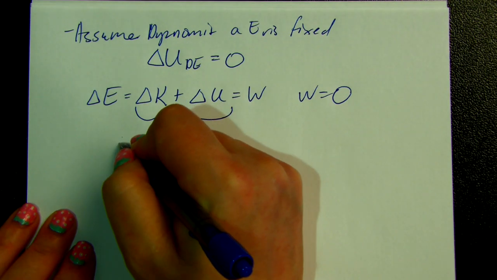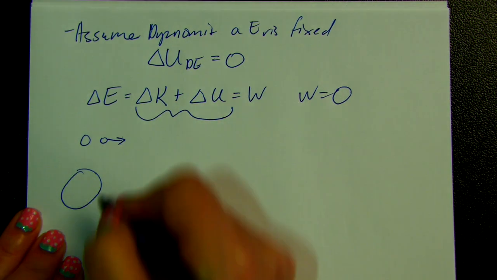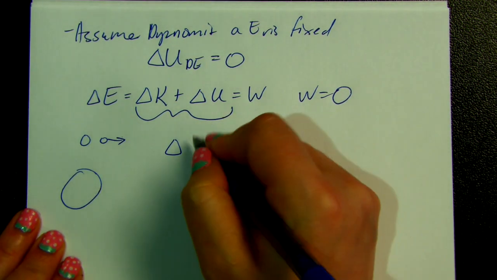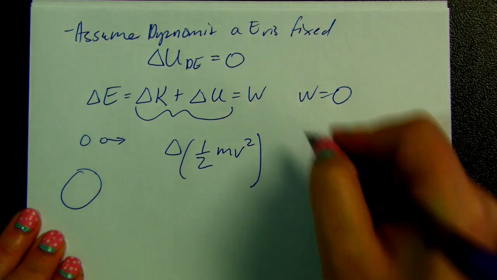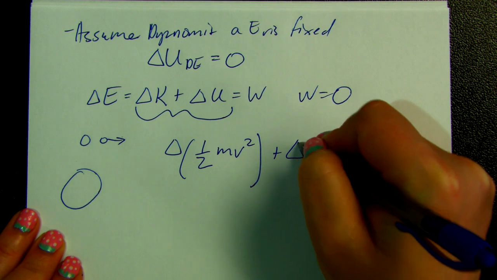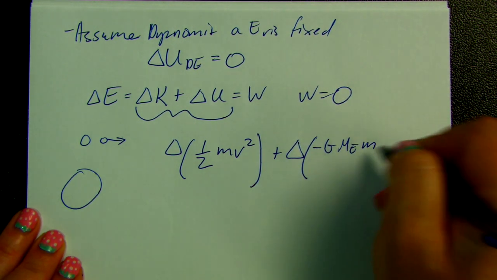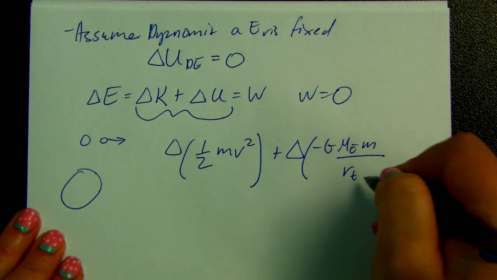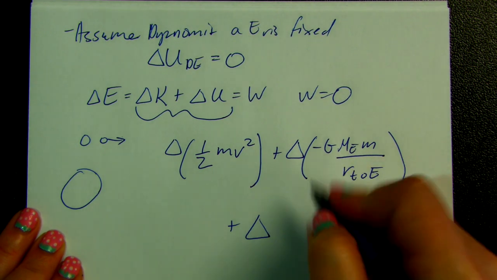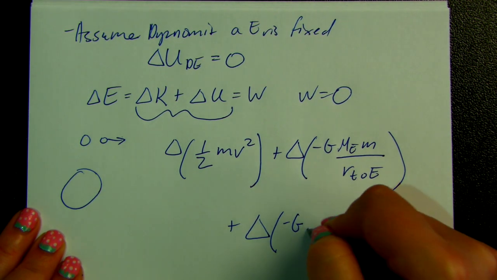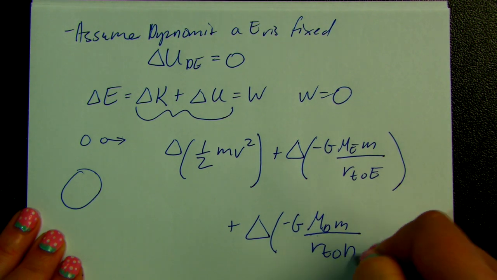So change in kinetic energy for this probe taking off, being slowed by Dysnomia, is going to be equal to 1/2 mv squared, or the change in 1/2 mv squared, plus the change in minus G mass of Eris, mass of the probe, divided by the distance from Eris to the probe, plus the change in potential from minus G mass of Dysnomia, mass of the probe, divided by the distance from the probe to Dysnomia.